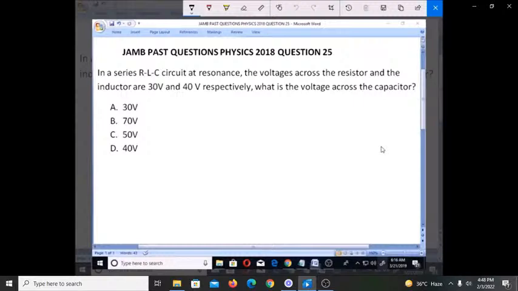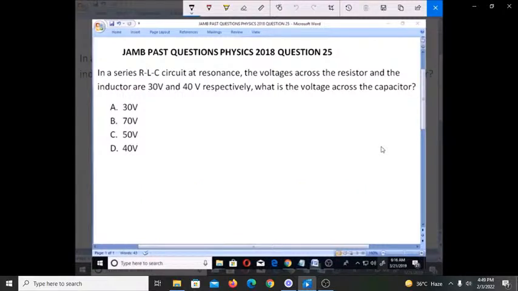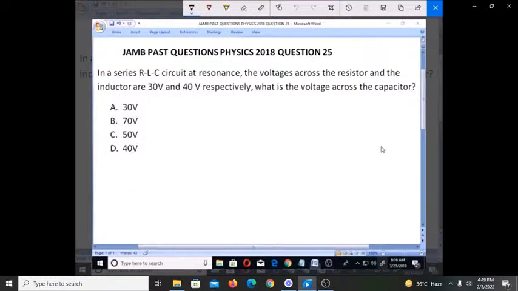Let's look at this JAMB past question, Physics 2018. Question number 25. In a series RLC circuit at resonance, the voltages across the resistor and the inductor are 30 volts and 40 volts respectively. What is the voltage across the capacitor? Option A, 30 volts. B, 70 volts. C, 50 volts. D, 40 volts.